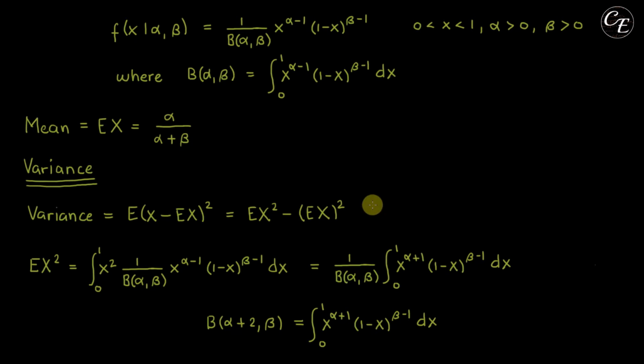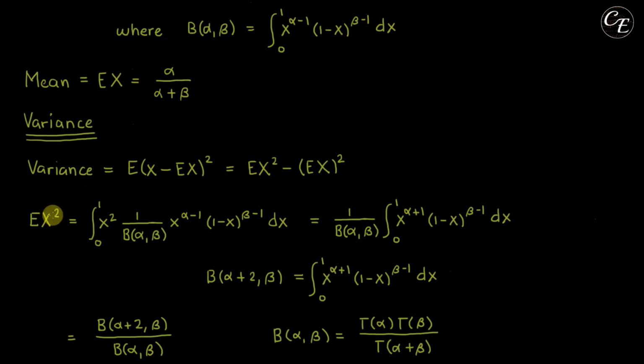So now let us replace this alpha by alpha plus 2, which is this one, big beta of alpha plus 2 beta. Then it is equal to x raised to alpha plus 2 minus 1, which is alpha plus 1, which is this one. So now this one is the same as this one. Then we can replace this one by this one, big beta of alpha plus 2 beta. Then our expectation of x squared is equal to big beta of alpha plus 2 beta over big beta of alpha beta in here.